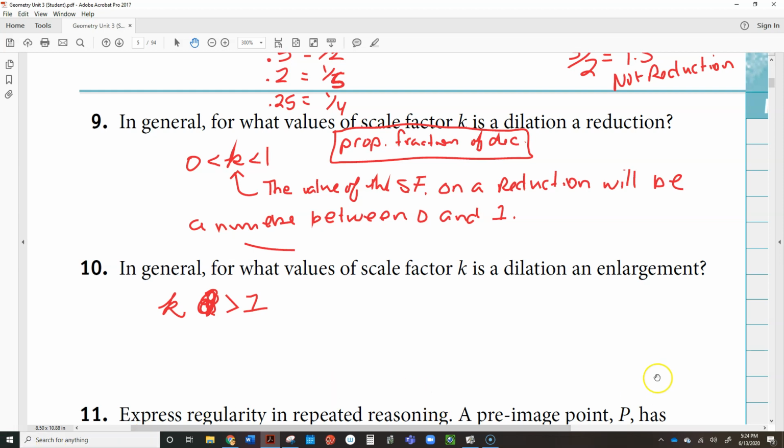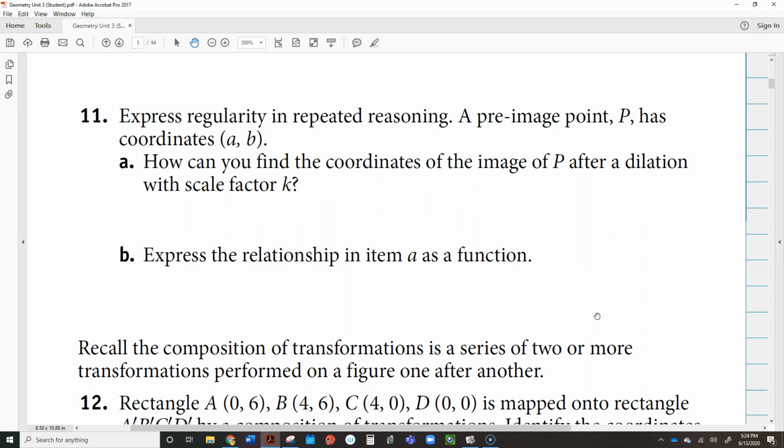Okay, so number 11 says, let's take this point right here, which is a pre-image, and how would you find the coordinates of the image after a dilation with a scale factor of k? Well, what did we do a while ago when we had a scale factor of 1/2 and a scale factor of 2? We multiplied by k. What did we multiply? Each one of the coordinates. Multiplied by k, each coordinate.